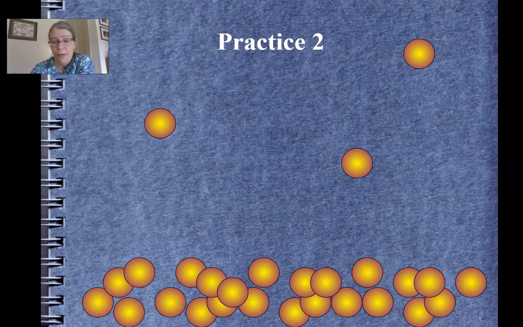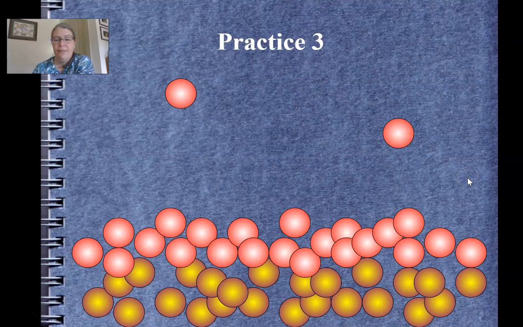This is actually something that really happens a lot. It's called the vapor pressure of this element because some molecules are going to sneak off into the gas phase and start filling up the top of your container just by virtue of random chance and motion. All right, so let's try practice 3.